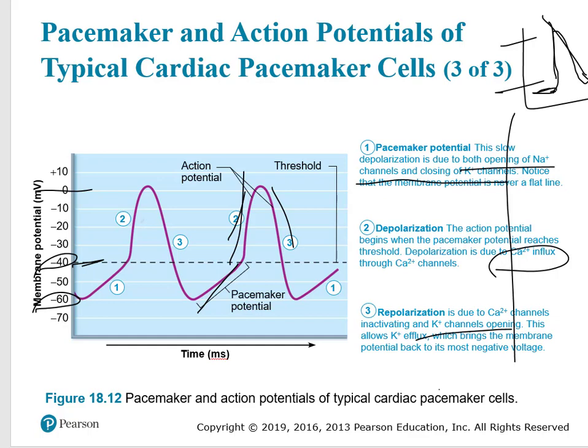So the calcium is coming from outside initially, and then from the sarcoplasmic reticulum, and that floods in the cell and then causes the depolarization to happen. And once it reaches the positive, repolarization is triggered by closing the calcium channels and opening the potassium channels, bringing it back to its resting state briefly, only to start the pacemaker potential once again. Now, this type of rhythm is generated by your pacemaker cells in your heart.